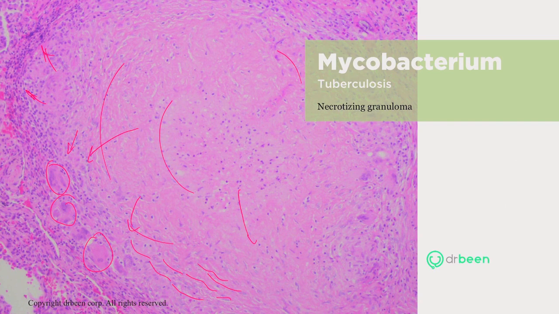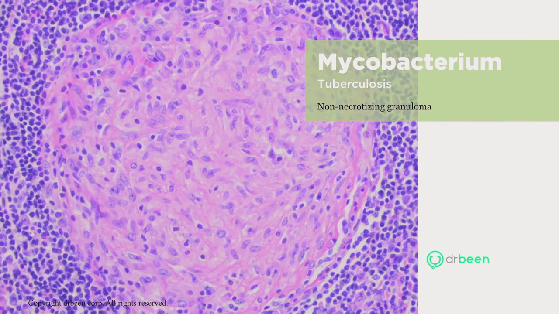The center is necrotized. Compare this to a non-necrotizing granuloma. Here, this is also a granuloma. You can see the cellularity on the sides. You can see that even inside the granuloma there are cells present. So this is a non-necrotizing granuloma. Maybe this is sarcoidosis, this is something else.